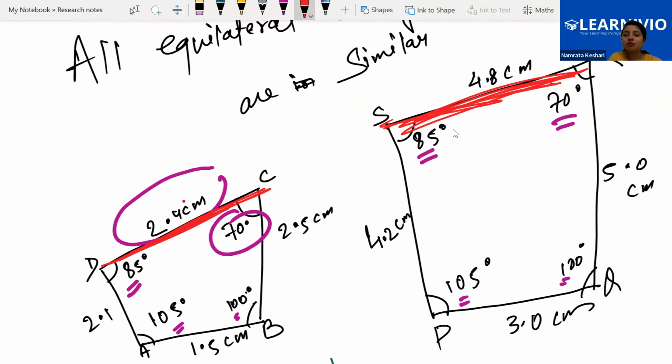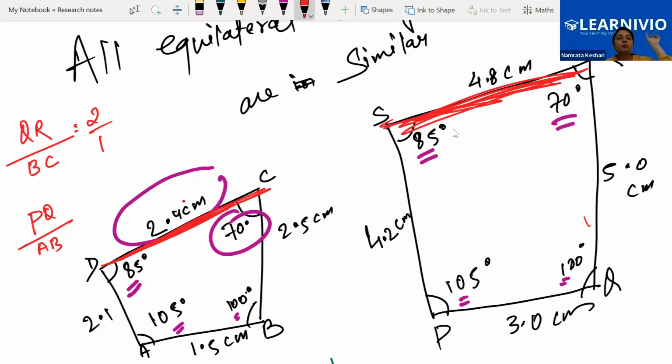Okay, now we can take QR by BC. You will find that again you got 2 by 1. Now we will be taking again the bigger one, that is PQ by AB. So if you are writing the bigger quadrilateral's side in the numerator, in all the ratios you have to write the bigger quadrilateral sides in the numerator part. Getting it? Yes, ma'am.